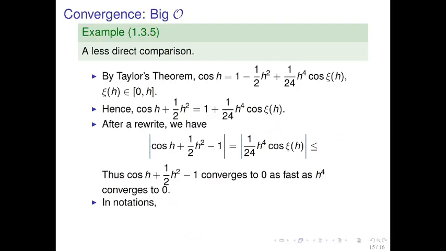We can also use the big O notation in an alternative way. In this example here, I'm going to show that the function cosine h plus 1/2 h squared, minus 1, converges to 0 as fast as the function h to the 4th converges to 0.